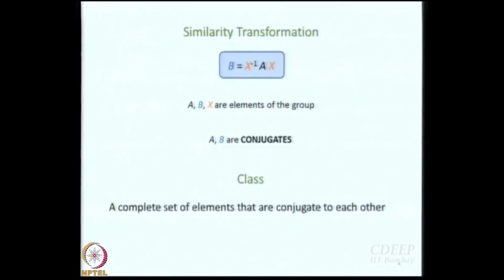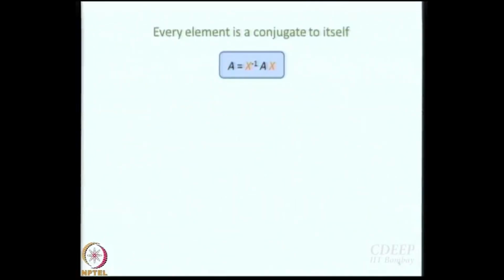And the other word that is often used is conjugates. A and B are conjugates of each other, and they are related to this thing called class, because a class is defined as a complete set of elements that are conjugate to each other. This is something that we had presented even in the previous class. Since we are talking about similarity transformations, conjugates, let us learn about a couple of properties of conjugates.